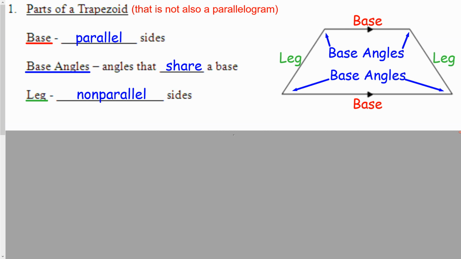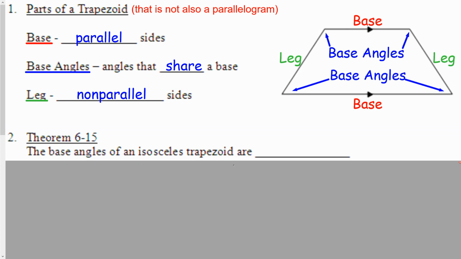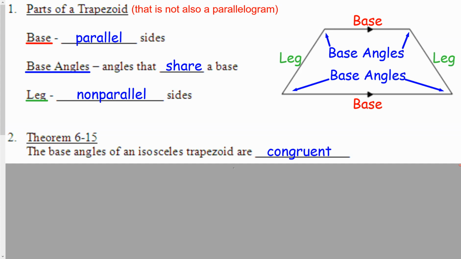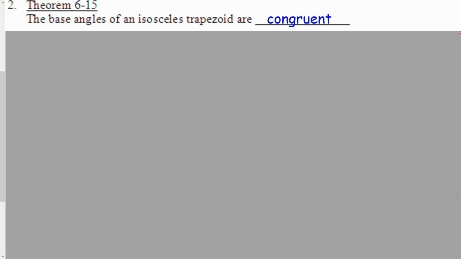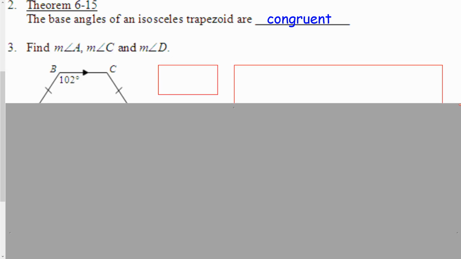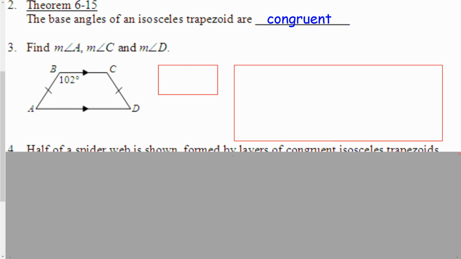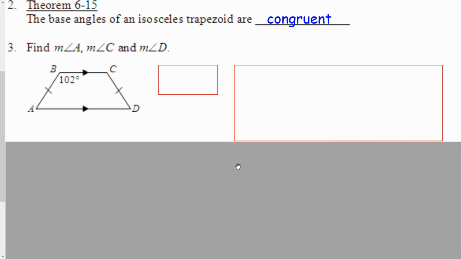One property of a trapezoid is that for an isosceles trapezoid, the base angles are congruent to each other. This doesn't mean that all four are congruent to each other. This just means that individual pairs of angles would have the same measure. So using that specific property of isosceles trapezoids, we can solve problems like we see in number 3.